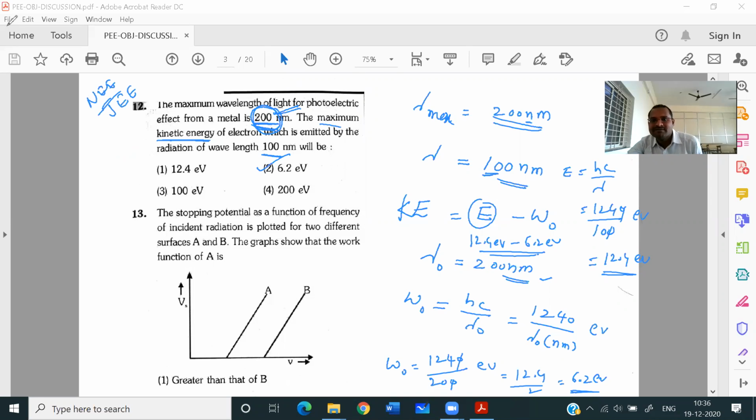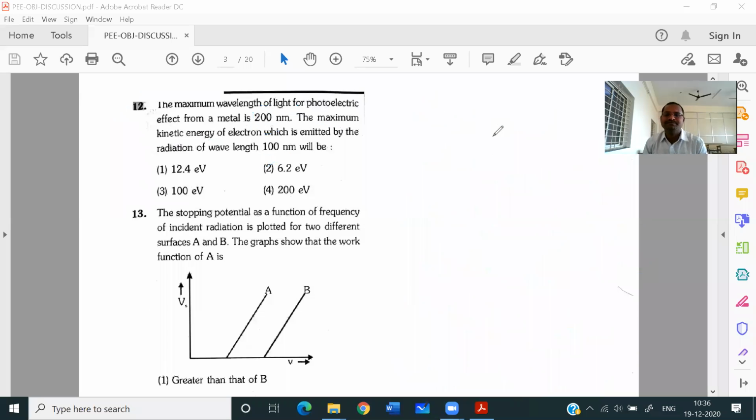Did you understand what I am saying? One more time. We know kinetic energy is equal to energy of incident radiation minus work function. Simple calculations I will give you. Energy of incident radiation is given as hc by lambda, minus work function, which is given as hc by lambda naught, where lambda naught is the maximum wavelength required.